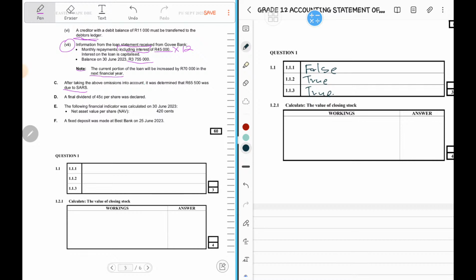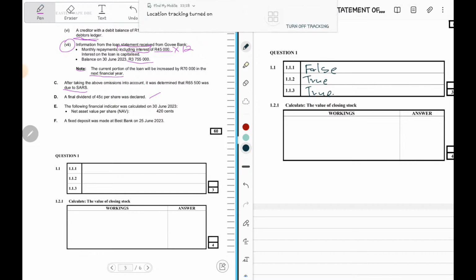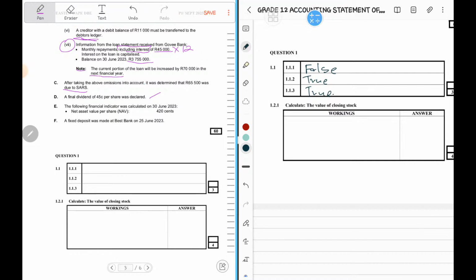And we can use this SARS income tax as a current liability to find the amount of tax that was paid for the year. Okay, then we are also being told that a final dividend of 45 cents per share was declared. So remember earlier on we were told the shareholders for dividend, but then we don't have the number of shares. Obviously we can use this amount to do something.